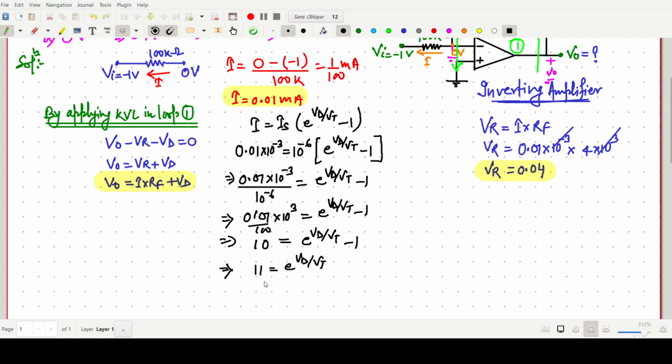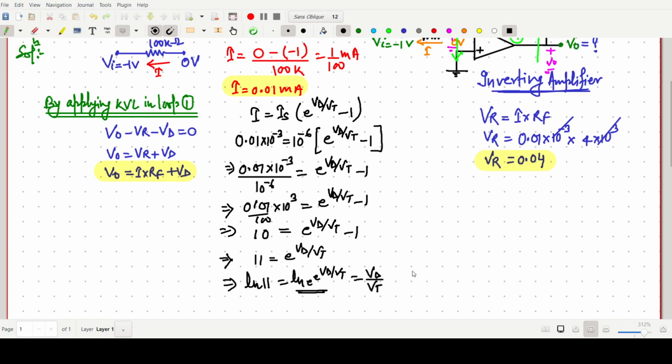So now we have to find the value of this Vd. If we take ln on both sides, ln of e to power Vd by Vt gives Vd by Vt. So Vd is nothing but simply Vt into ln 11. Now Vt value is how much? 25 millivolt, so we can write it as 25 into 10 to the power minus 3.